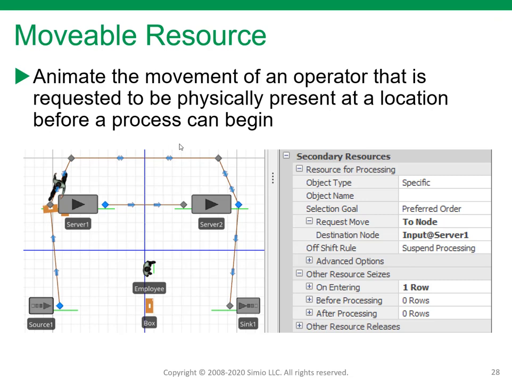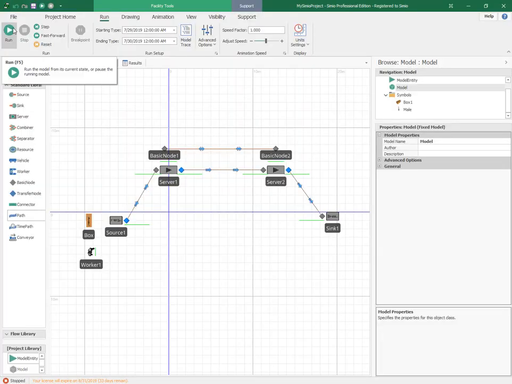The final topic we'll cover in this video is movable resources, and this includes some concepts that we haven't really talked about in detail, so I'm really just going to demonstrate this. What this lets us do is animate the movement of an operator, for example, that's requested to be physically present at a location before the processing can begin. So let me jump over here into my model, and we'll just run this.